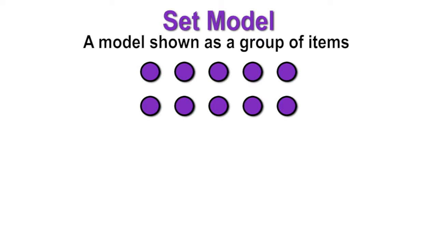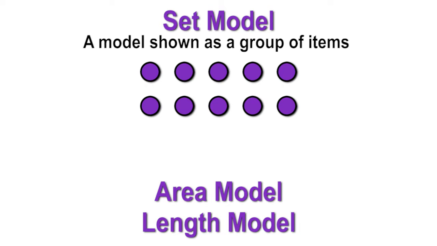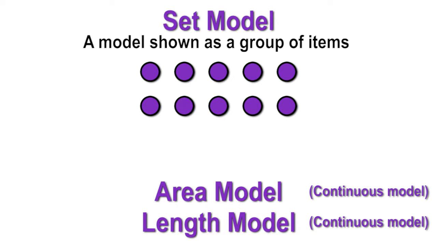The next new concept students will learn will be a third type of part-whole model called a set model. A set model is part of a group. The other two models, area model and length model, are considered continuous models because they can be cut into as many equal parts as we wish. The set model is considered discrete because the quantities represent objects that cannot be divided further.